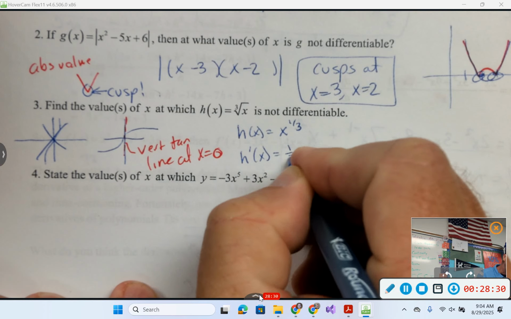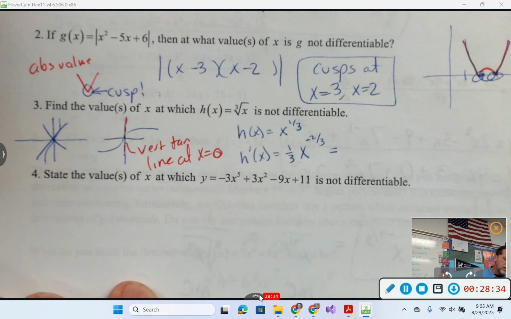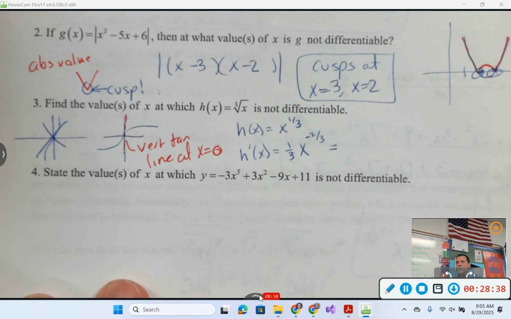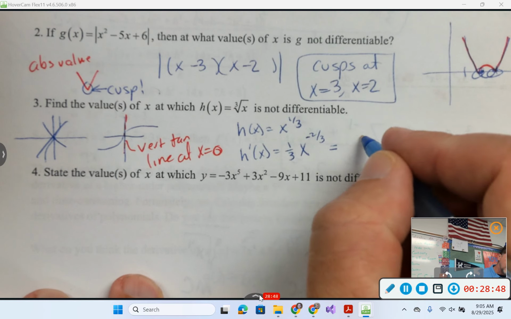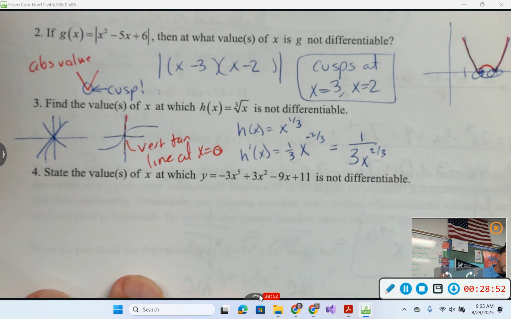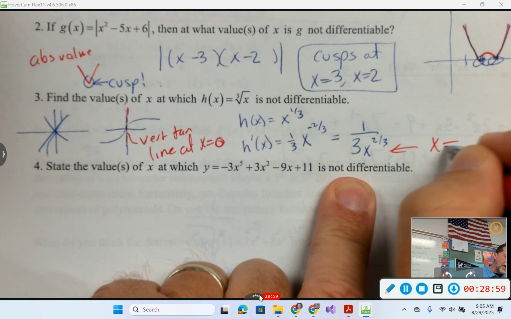So 1/3 x to the negative 2/3. What does the negative do, like if the exponent is negative, what's that do to the x to the 2/3? Flips it to the bottom. But now I can't divide by 0, so x can't be 0.